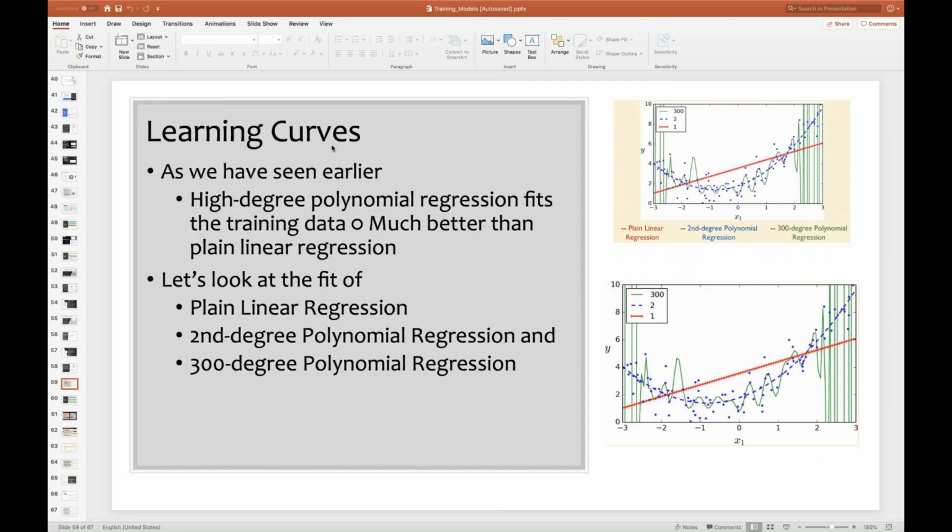59. Learning curves. Guys, this is very important. When I say learning curves, always remember you are at the top of the hill and you are trying to find a way to reach the bottom of the hill. Again, you are at the top of the hill and you are trying to reach the bottom.